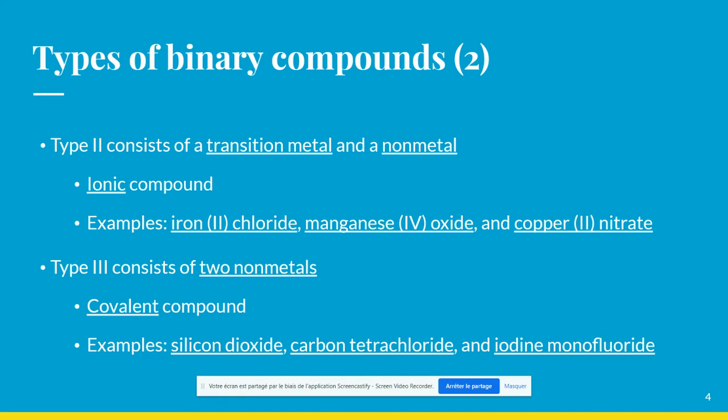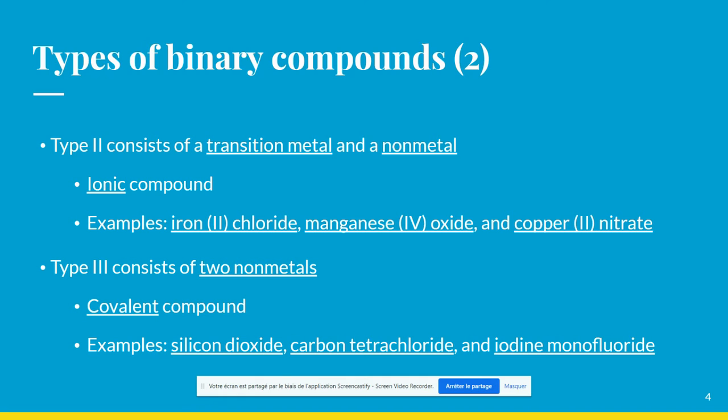But notice how it says iron, and it doesn't matter what the Roman numeral is for right now, 2 chloride, because iron is a transition metal and chlorine is a nonmetal. This is type 2. Manganese 4 oxide. Manganese, don't get that confused with magnesium. Manganese is a transition metal, and copper 2 nitrate.